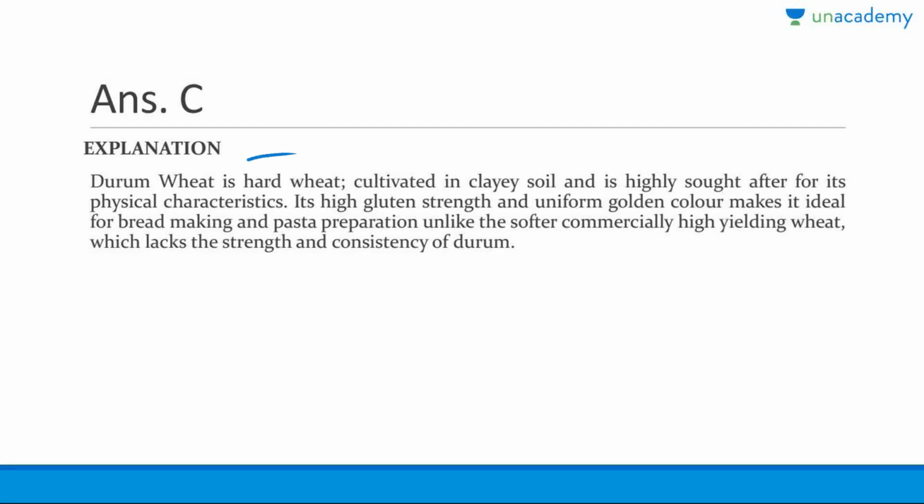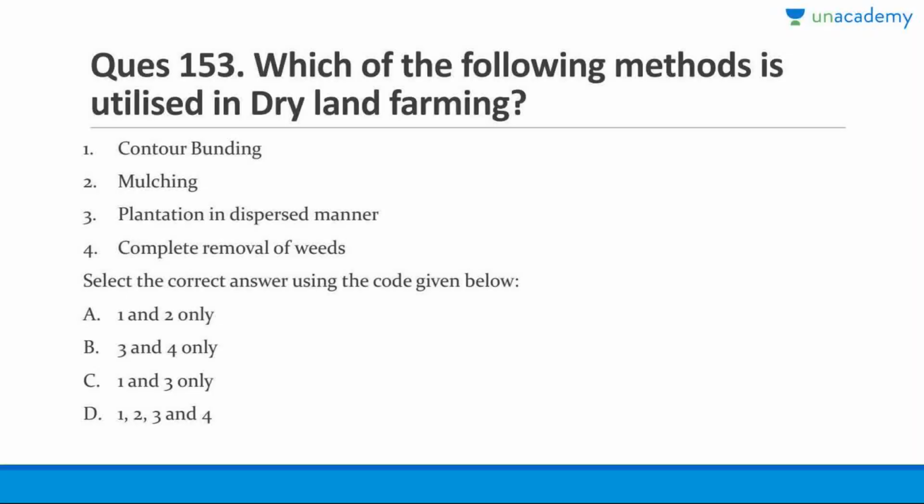So durum wheat is hard wheat. Okay, it is cultivated in clay soil and is highly sought after for its physical characteristics. It has high gluten strength and uniform golden color, and that makes it ideal for bread making and pasta preparation. Unlike the softer commercially high yielding wheat, which lacks the strength and consistency of durum wheat. Okay, so statement second was wrong.